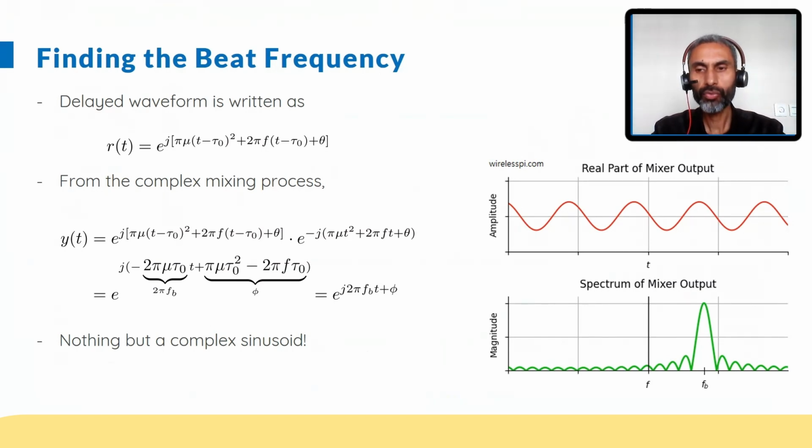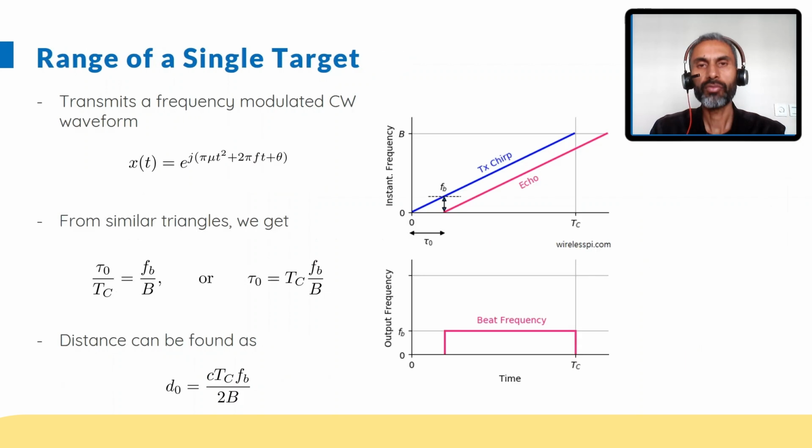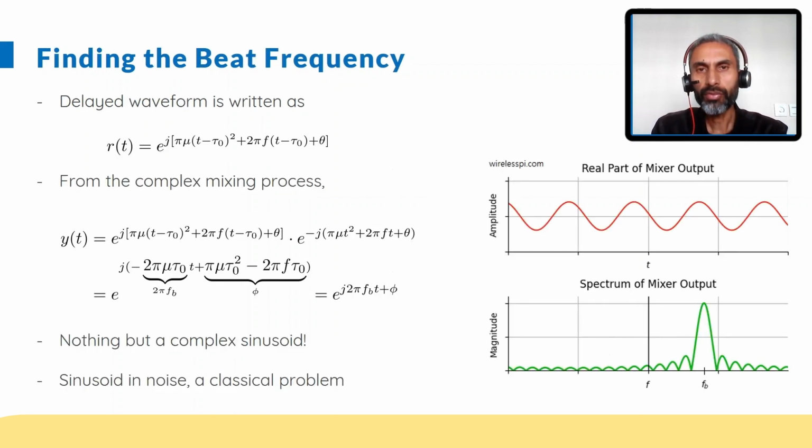Now the question is how to find the frequency f_b. Sinusoid in noise is a classical estimation problem, and if you explore, you'll find research papers from the 1970s, 1980s, 1990s, 2000s. Basically, it's a problem that we can assume is thoroughly researched, and we have very accurate solutions. Once f_b is known, it can be put into this expression and we can find the range of a single target. So how to find the range of multiple targets?